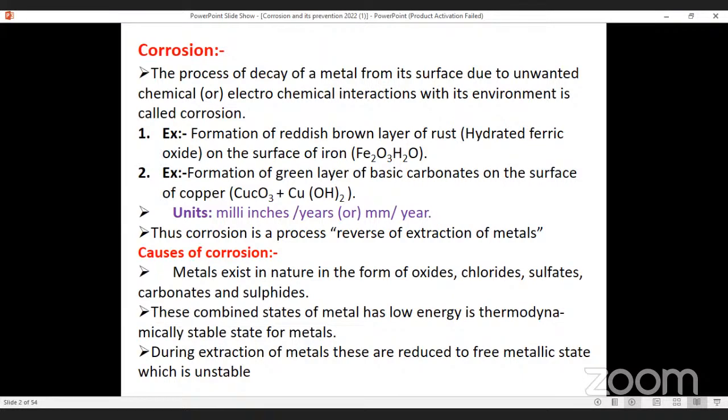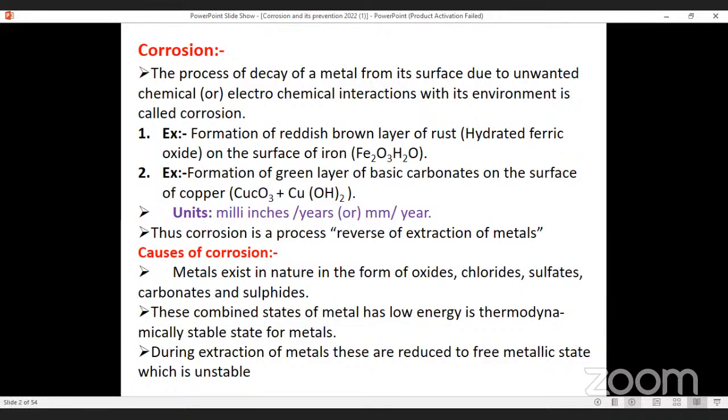Even some other metals are also involved in oxidation, right? For example, the formation of a green layer of basic carbonates on the surface of copper. Here we have to remember: corrosion process means oxidation process. Where does oxidation take place? At the anode electrode. At the anode electrode, the oxidation process takes place, and that process is considered the corrosion process.